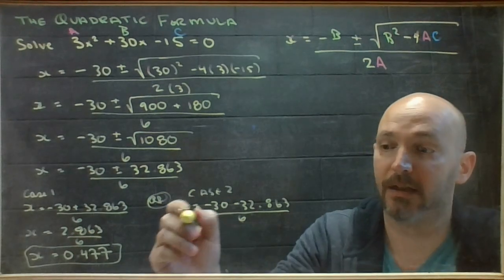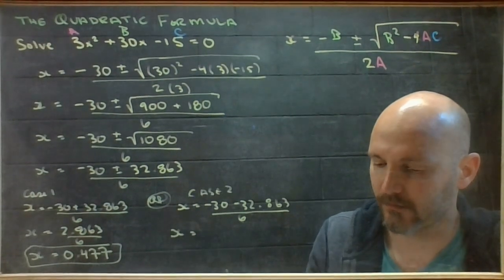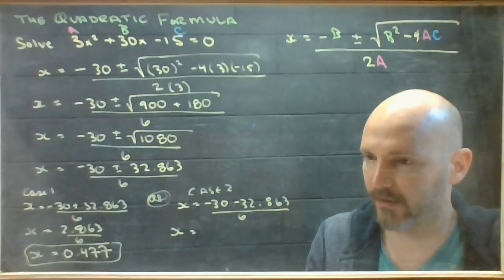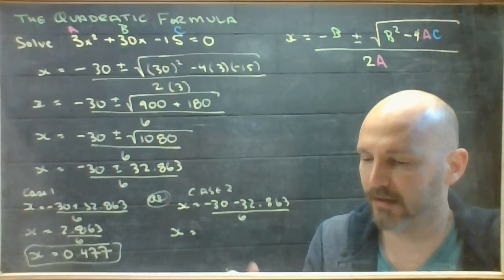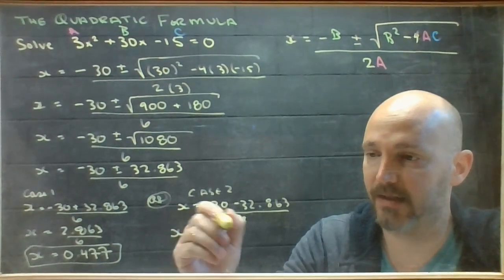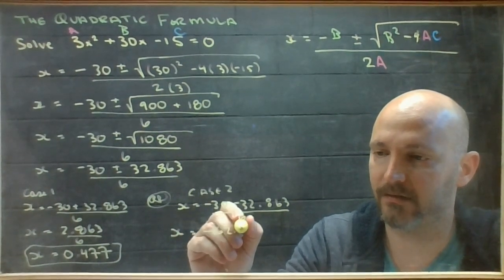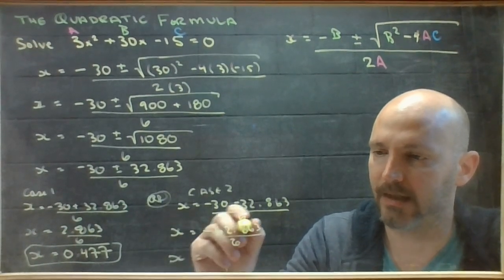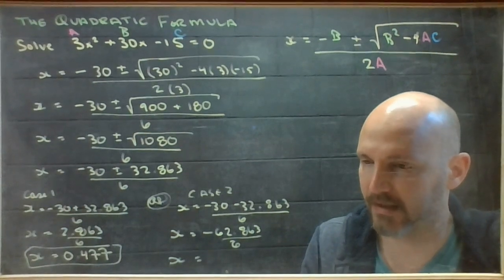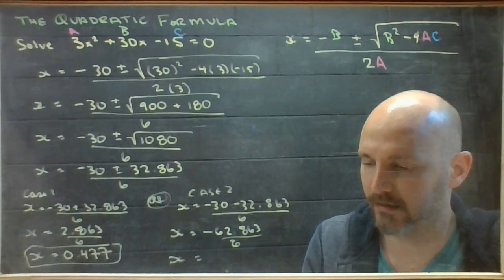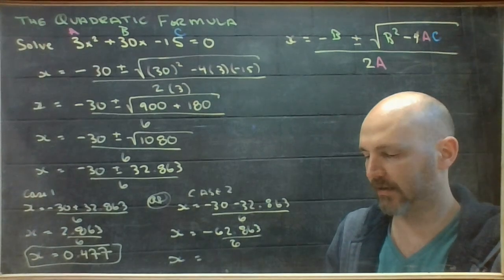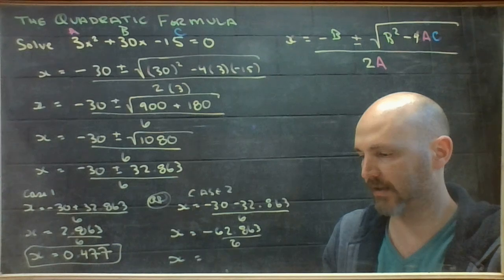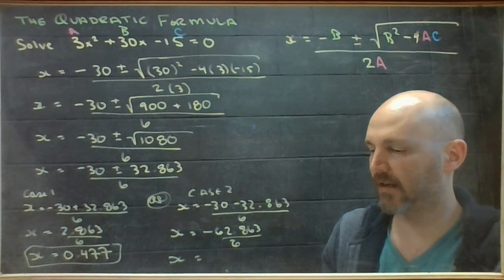Okay. Case 2. Negative 30 subtract 32.863 gives me negative 62.863. And 62.863 divided by 6. I think I lost a decimal there. 63 divided by 6 gives me 10.477.